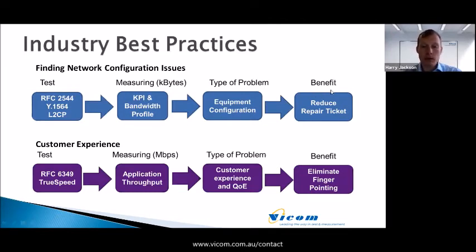Because every time you have to go out to repair a ticket, that could be a truck roll, that's going to obviously cost business money and obviously time and hassle. So we want to make sure that when we commission a link, we do it properly using the correct tests and test equipment. In comparison, if your customer or an end user rings up complaining about a slow or poor quality of experience, then we're going to be looking at utilizing a layer 4 true speed test.